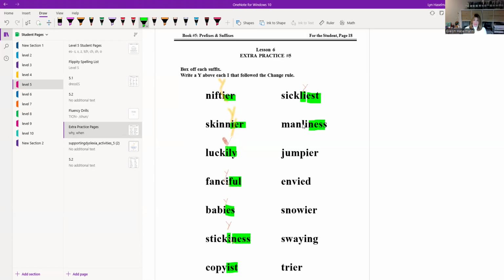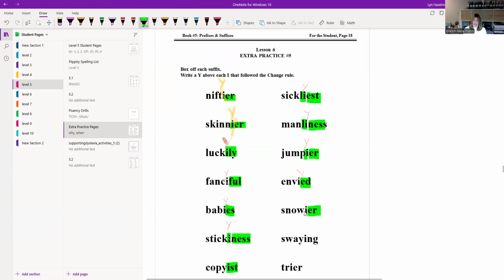Manliness, again, two suffixes. Y here. Jumpier, two suffixes. Jump to jumpy to jumpier. And if your student is struggling with saying like jumper here, then I would absolutely think of this like a math problem. Jump plus Y is jumpy, plus ER is jumpier. I would make them say all three of those words. Only on envy, there's only one suffix.